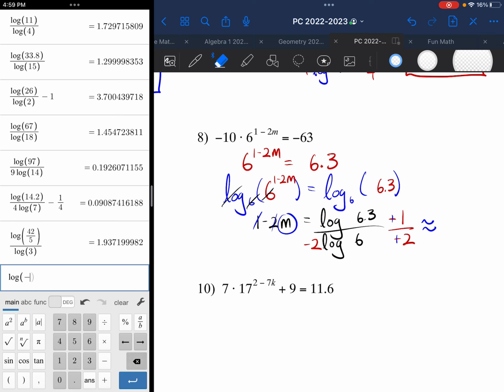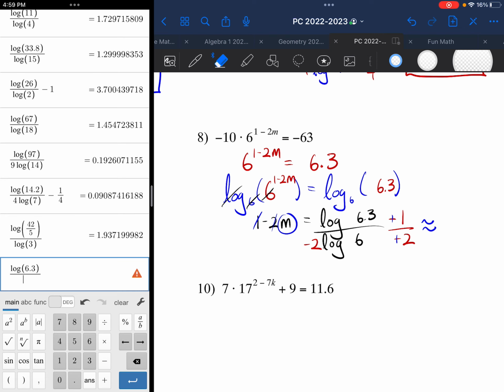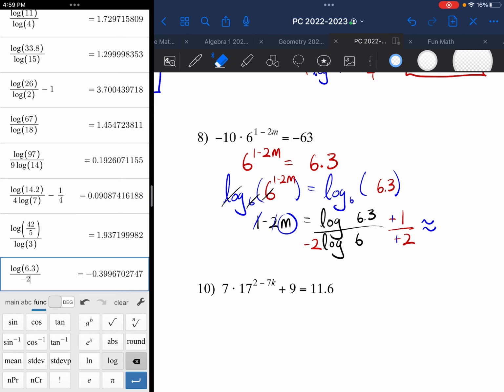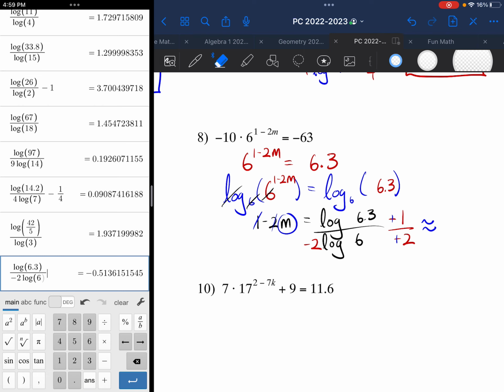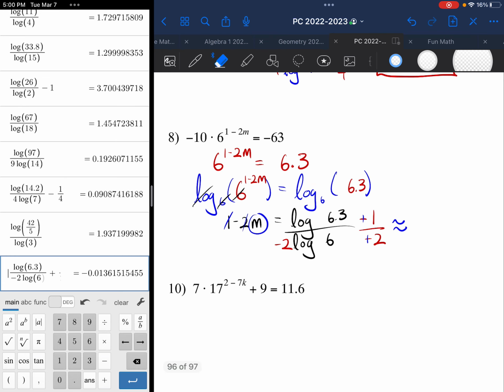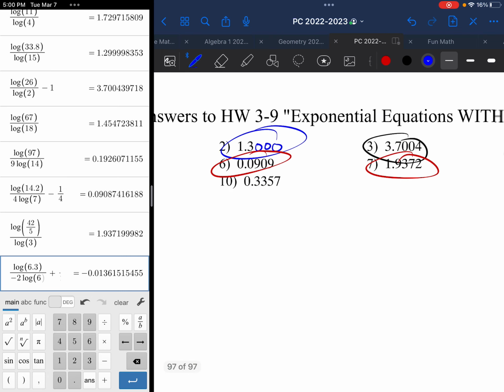So I'm going to go ahead and type 6.3. And then this is all going to be divided by negative 2 log of 6, and then after that we add a half, so plus a half. And you can't see the half, but I promise it's there. We got this answer, which I'll write down right now. It is negative 0.0136. Okay, does that 1 get rounded up? Oh wait, the 6. The 6 does not get rounded up because it's followed by 1. So there's our final answer, negative 0.0136.